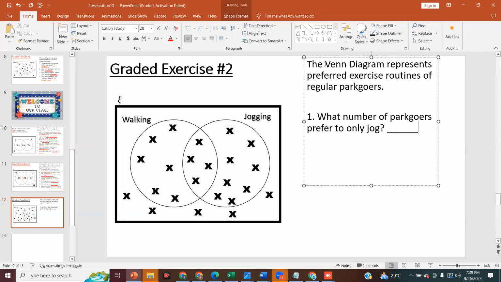Mr. Petit, what does park goers mean? Park goers, people who go to the park. Okay.